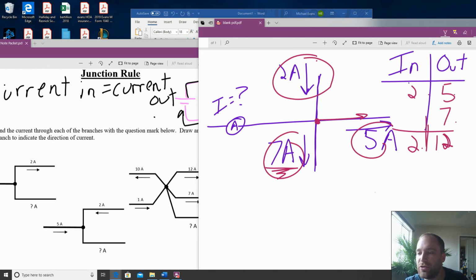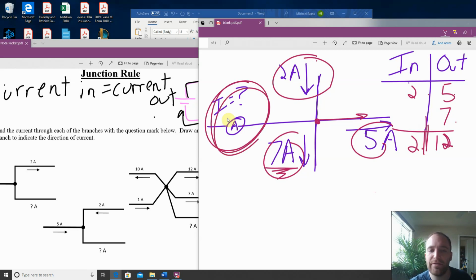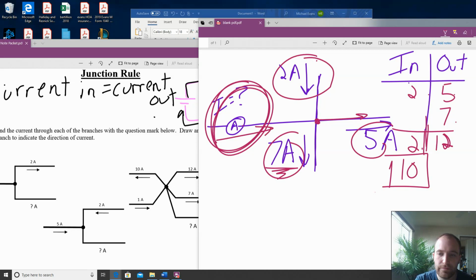How can you have 2 cars enter an intersection and then 12 come out? There's no car factory there. And as far as current goes, there's no current factory there. There's no electron factory in the middle. So we've got 2 amps coming in, 12 amps coming out. What must be going on in that other branch? I think it's 10 more amps going into the intersection, and so that would be our answer.